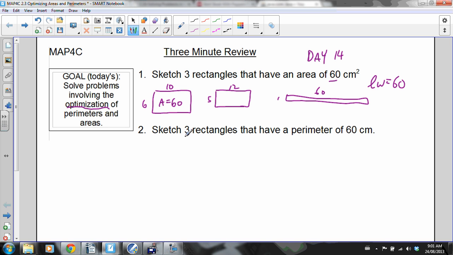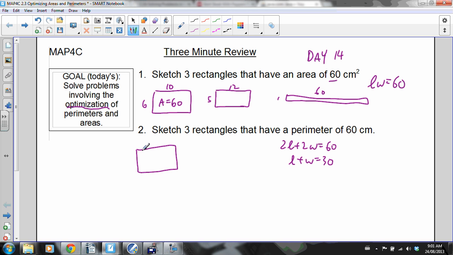And number 2, sketch 3 rectangles that have a perimeter of 60. Perimeter, remember, is 2 lengths and 2 widths to be 60. Or I could think of that: if 2 lengths and 2 widths is 60, then 1 length and 1 width is 30. So if I draw a rectangle, I need the length and the width to be equal to 30 when I add just the length and the width.